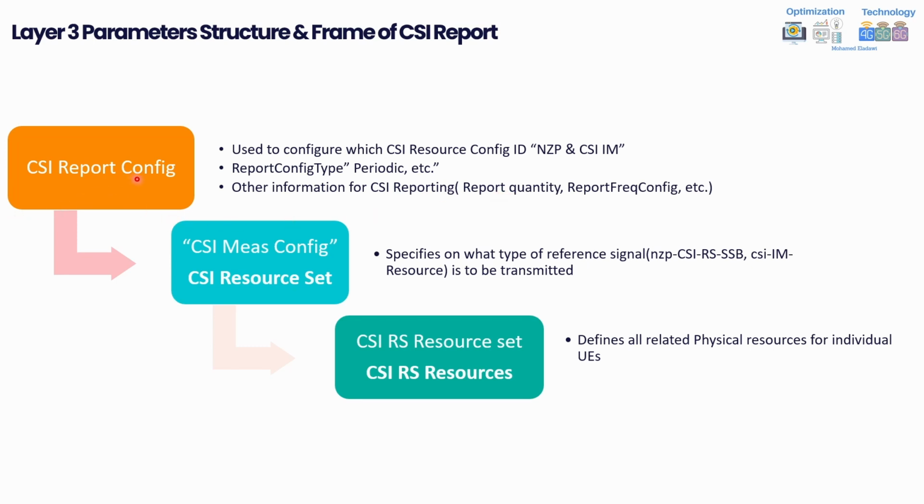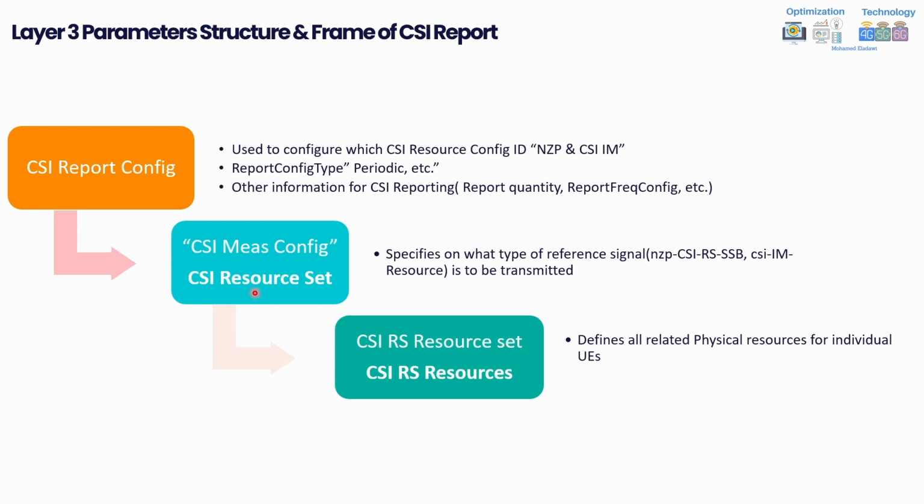Under the CSI report configuration, you will find something called CSI measurement configuration. This CSI measurement configuration contains the CSI resources. This specifies what type of reference signal is going to be measured. For example, you have non-zero power CSI-RS for CM or CSI-IM and so on. This is transmitted by the unit B and measured by the UE.